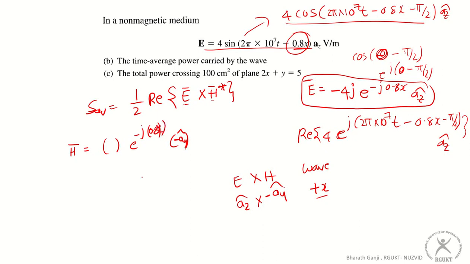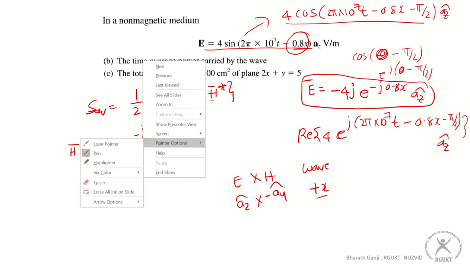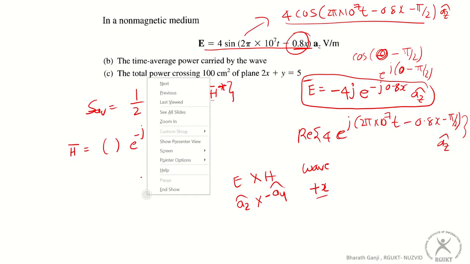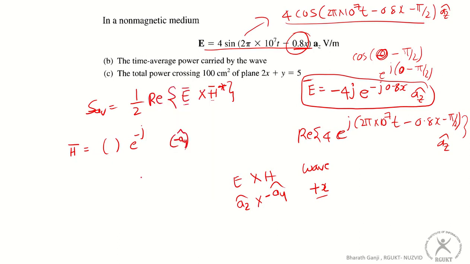Okay, let me do that here. X, and this is the magnitude. So the magnitude of the electric field and the magnitude of the magnetic field are related by eta. Or I can say simply, this is the magnitude of the electric field divided by the intrinsic impedance eta. What is the magnitude of the electric field?